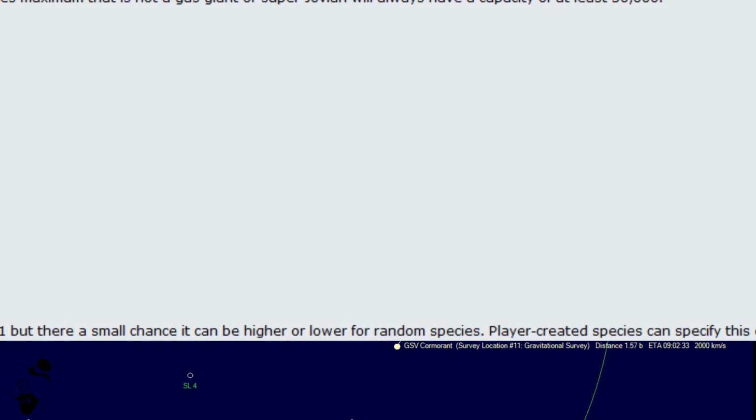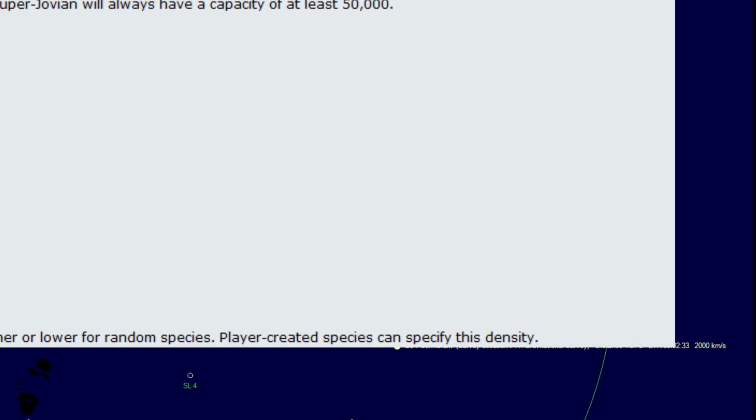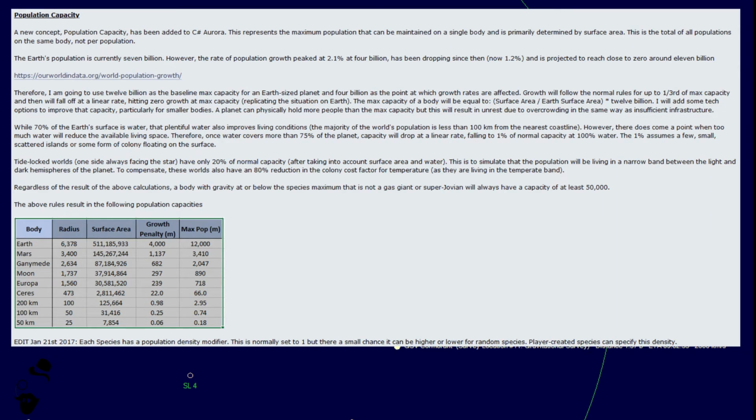Player created species can specify this density. So what does that mean for C#? Well, the simplest and obvious outcome of this particular change is that you can no longer have just a single massive colony that's sitting on Earth that you feed people into to just mass produce anything and everything you want.